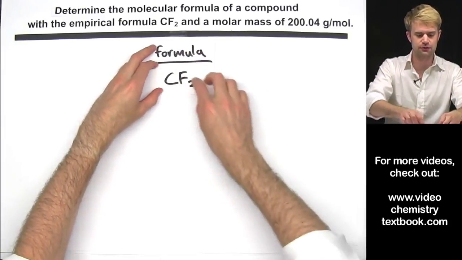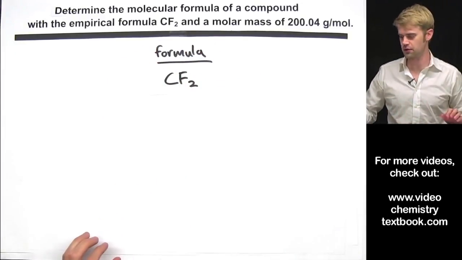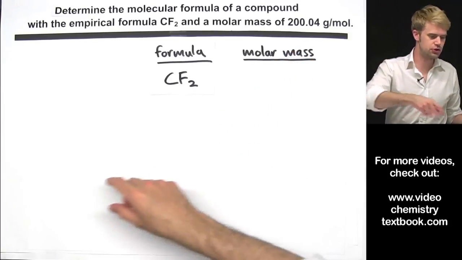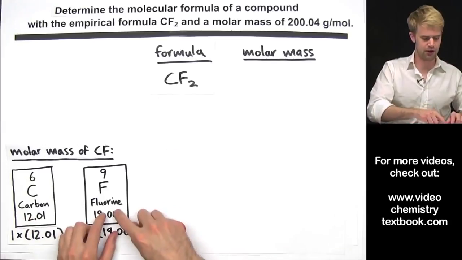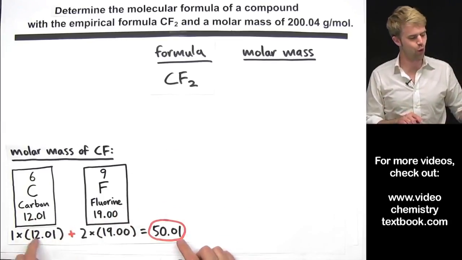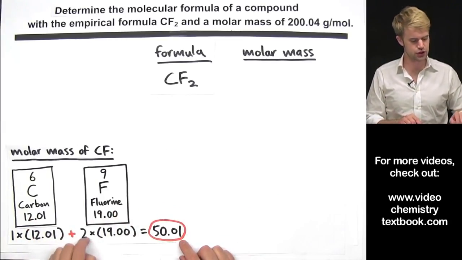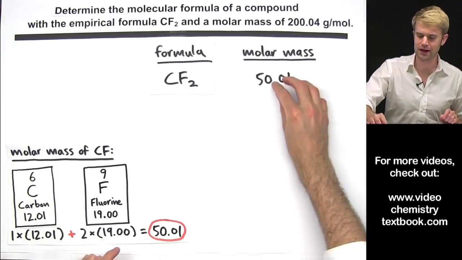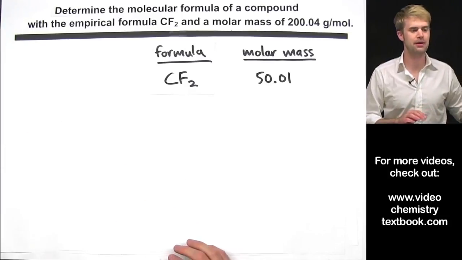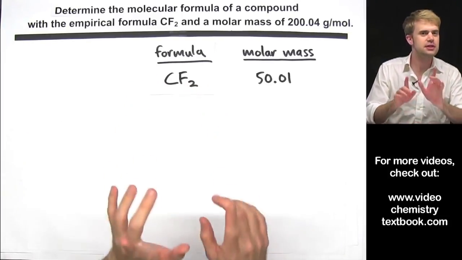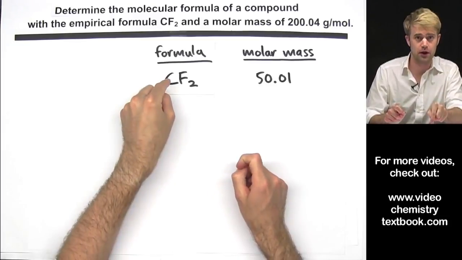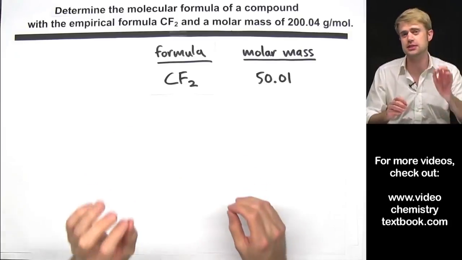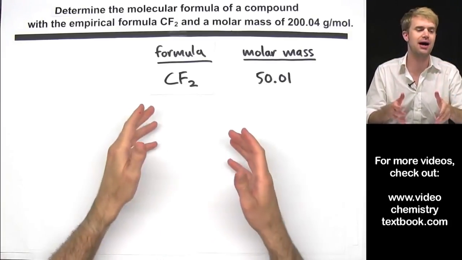Okay, so here's the empirical formula that we're starting with, and I want to find its molar mass. To do that, I'll look up carbon and fluorine on the periodic table. I do 1 times the molar mass of carbon plus 2 times the molar mass of fluorine, and I get 50.01. Now, CF2 is an empirical formula, which means that the ratio of atoms here is as simplified or reduced as possible.